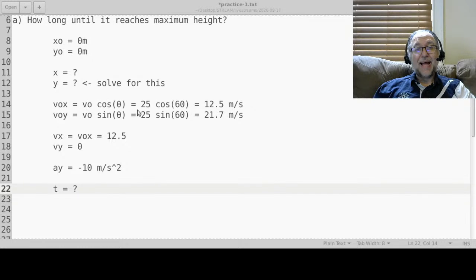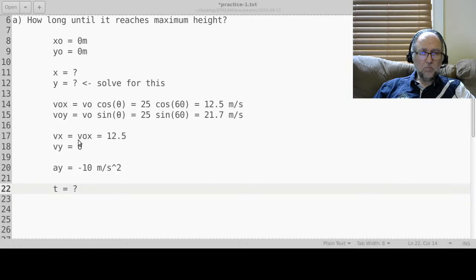By the way, whatever that number is, it has to be less than 25, because when you break up the vector into its two components, both of the components have to be less than the total. So it's 12.5 in the x direction. In the y direction, 25 sine 60 degrees. That one you have to do on your calculator. Turns out to be 21.7. And that gives you the initial velocity.